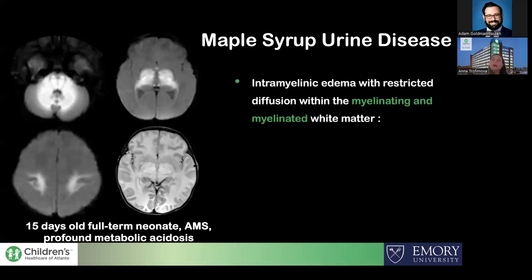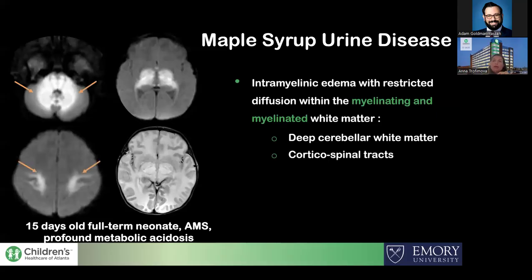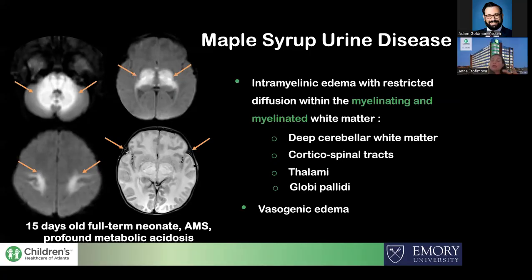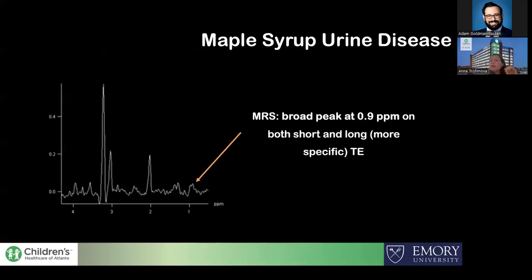If we transition to MRI, in this disorder we have a very typical intramyelinic edema, which demonstrates restricted diffusion, particularly affecting the myelinating and myelinated white matter, including deep cerebellar white matter, corticospinal tracts, thalami and globi pallidi, with associated T2 hyperintense signal and also associated vasogenic edema. And finally, MR spectroscopy also can be helpful in these cases as it shows a broad peak at 0.9 ppm.